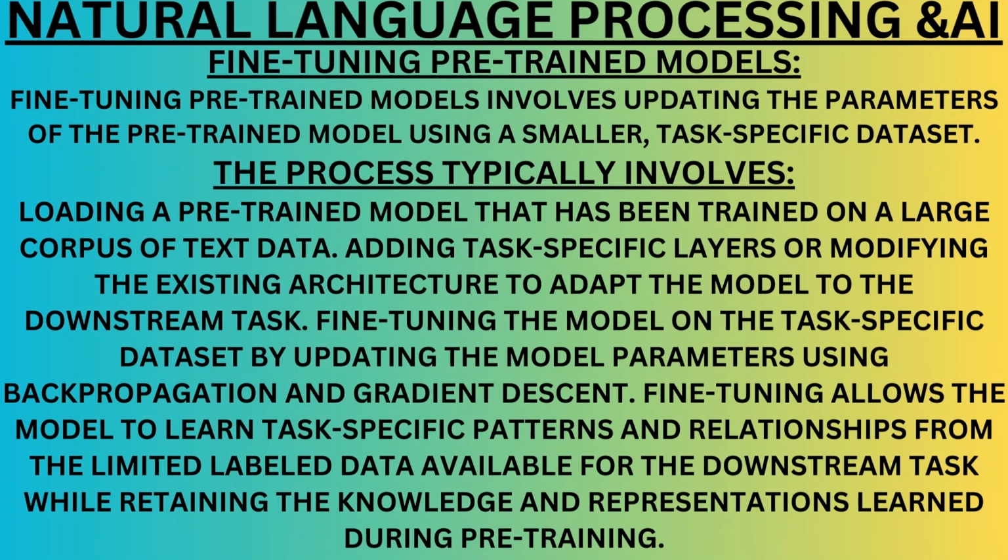Fine-tuning pre-trained models. Fine-tuning pre-trained models involves updating the parameters of the pre-trained model using a smaller task-specific dataset. The process typically involves loading a pre-trained model that has been trained on a large corpus of text data, adding task-specific layers or modifying the existing architecture to adapt the model to the downstream task, and fine-tuning the model on the task-specific dataset by updating the model parameters using backpropagation and gradient descent.